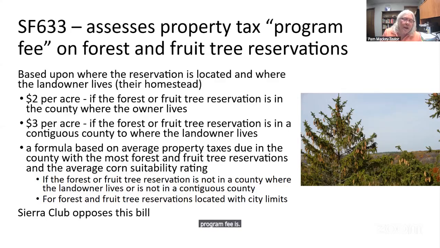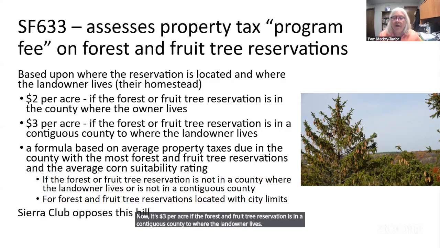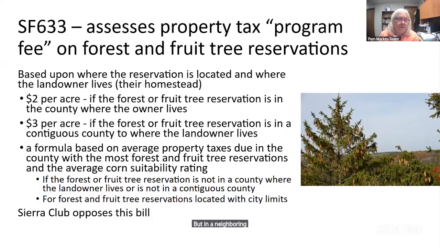program fee is. It's based upon where the reservation is located and where the landowner lives or the homestead. Now, the program fee or property tax will be $2 per acre if the forest or fruit tree reservation is in the same county as where the landowner lives. Now, it's $3 per acre if the forest and fruit tree reservation is in a contiguous county to where the landowner lives. So the landowner wouldn't be living in the county where the forest or fruit tree reservation is, but in a neighboring bordering county.